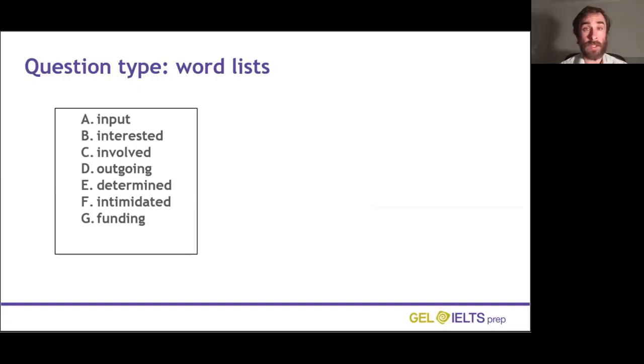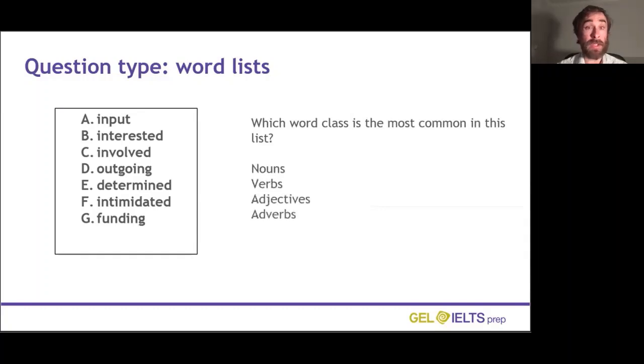One thing to focus on is the word class. Look at these words and think about the word class. The word class is whether something is a noun, a verb, an adjective, or sometimes an adverb. Look at this list and decide what is the most common word class in this list. Look at the first question below this video and choose the correct option: noun, verb, adjective, or adverb.